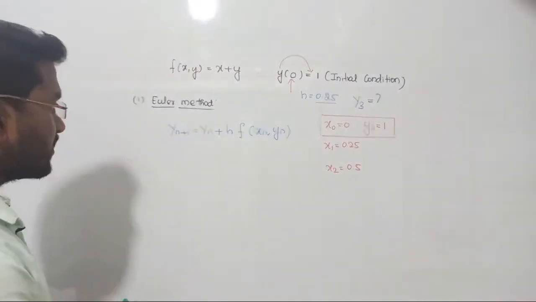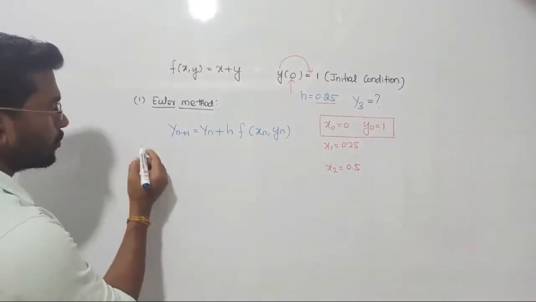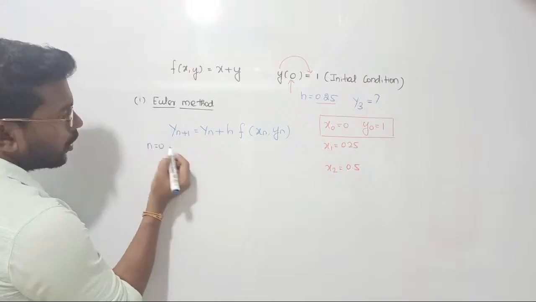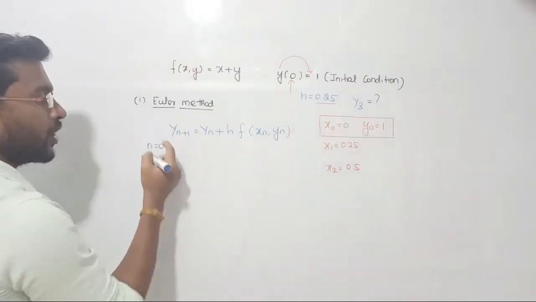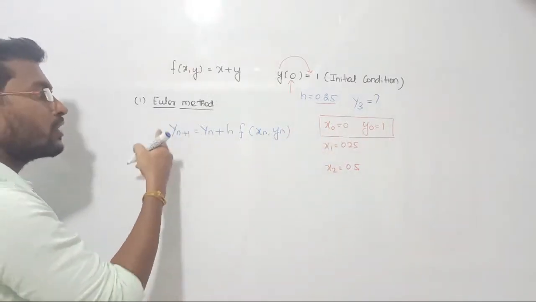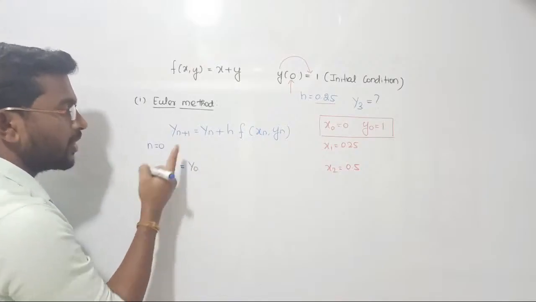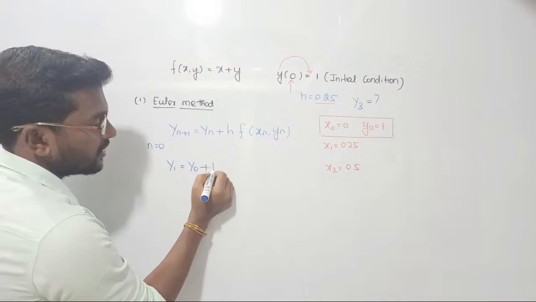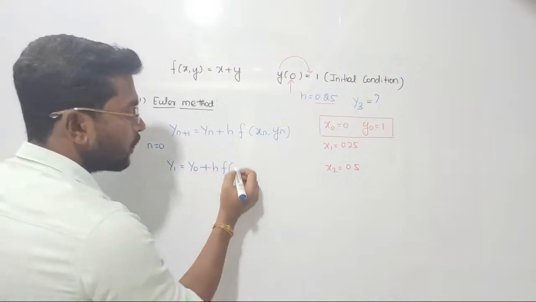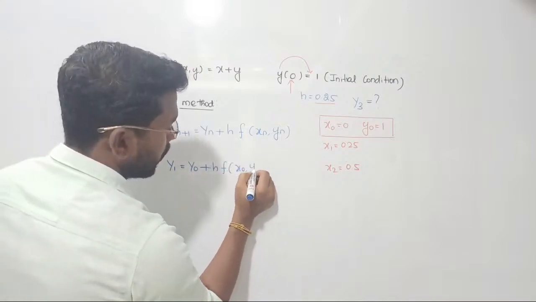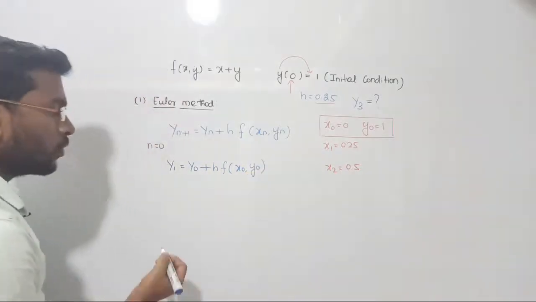Now let us put n equal to 0. Because y naught is known, our next value is y1. If you want to know the value of y1, then let n equal to 0, such that y1 will become y naught plus step size h into f of x naught comma y naught. Clear? Now let us continue.